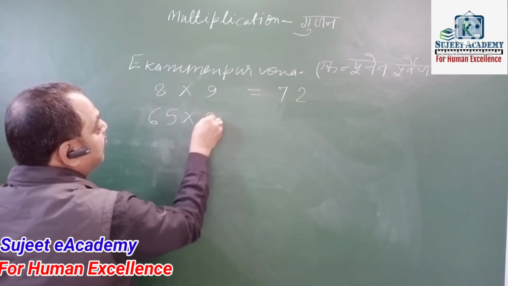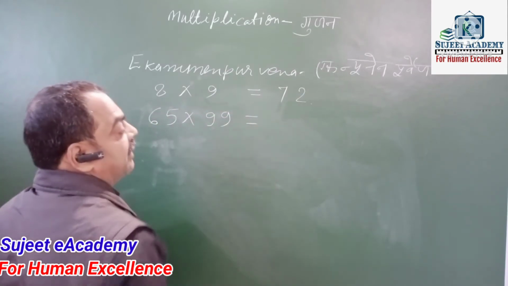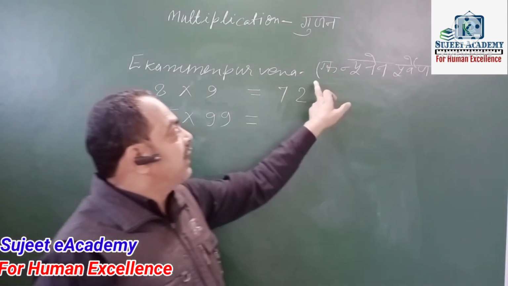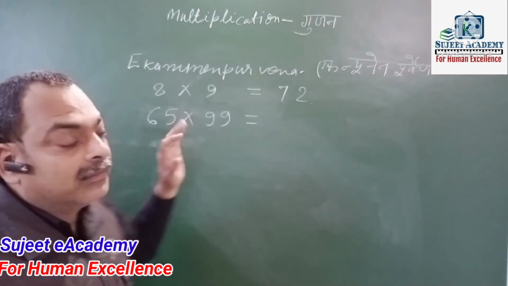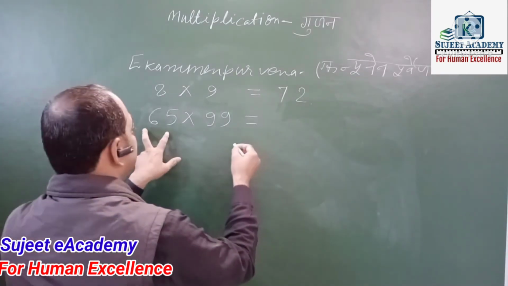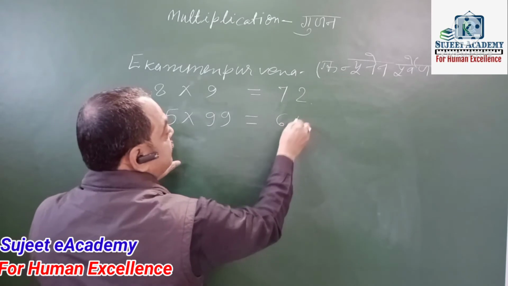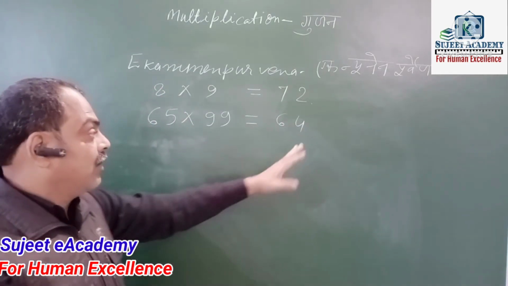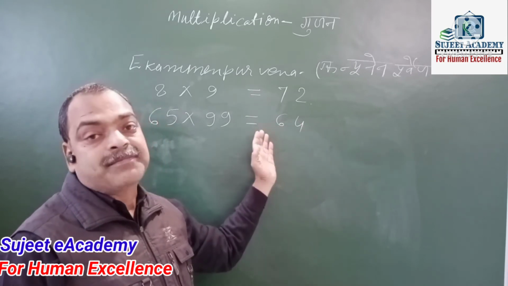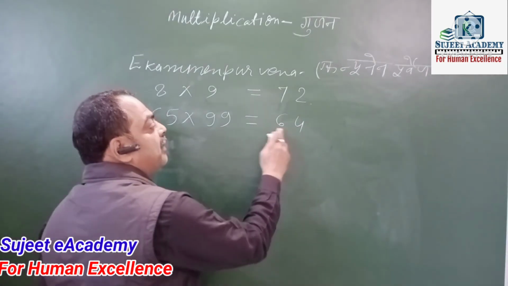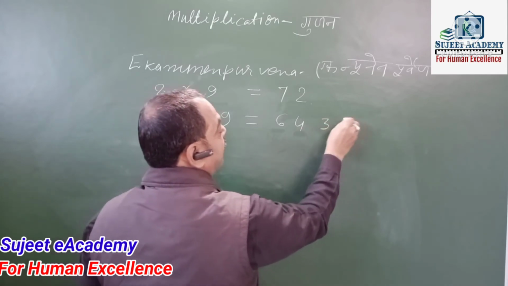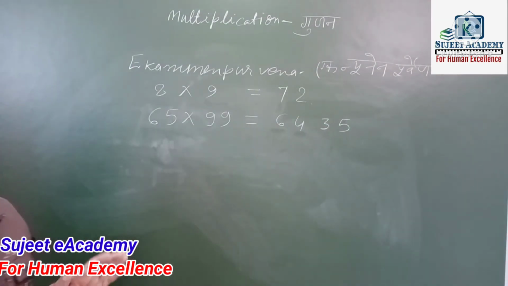65 multiplied by 99. You reduce this number by 1. As the name is एक न्यूनेन पूर्वेण, तो इसको एक कम कर दो. Reducing it by 1, this is 64. Now, after that, you subtract the numbers respectively from 9. 9 minus 6 is 3. 9 minus 4 is 5. Simple multiplication.